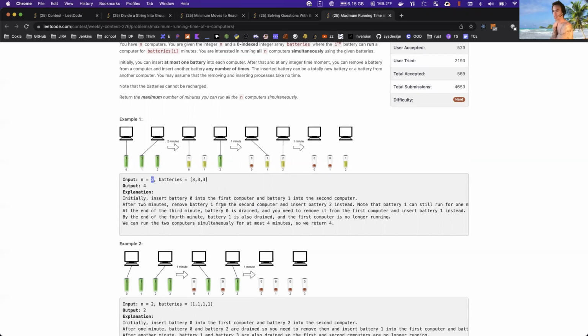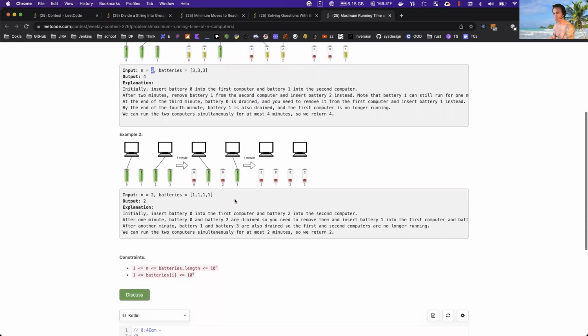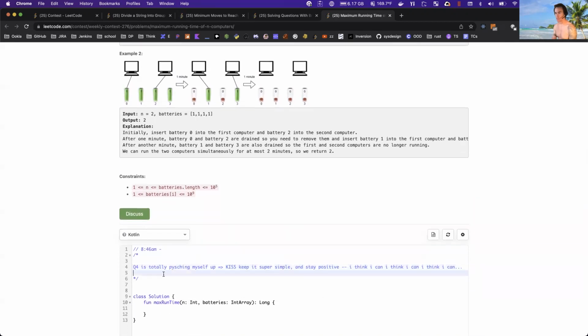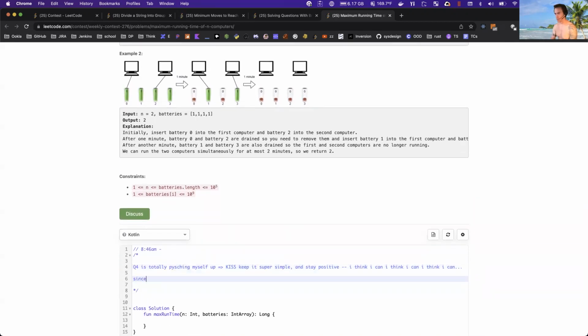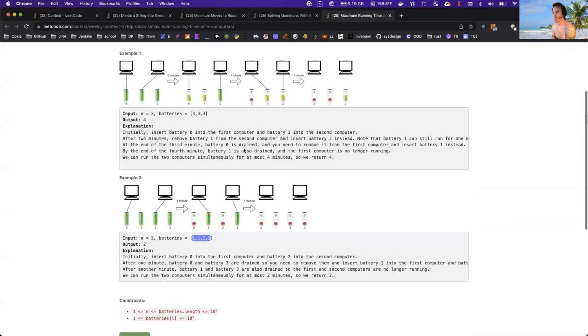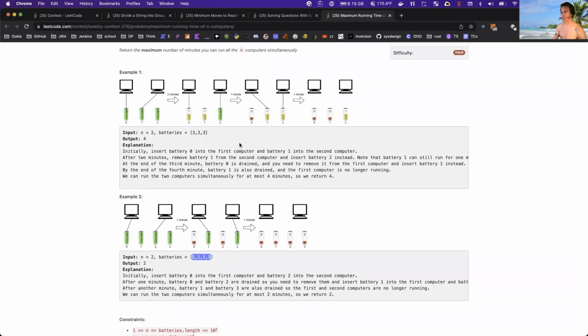Okay, that makes sense. So this is looking kind of like a greedy algorithm. Since n is up to 10^5, we are looking for a near linear algorithm. So how many, we have 2 computers and 4 batteries now. How do you optimally choose which battery to use? There's no one computer that's better than the rest. Each computer has equal value.